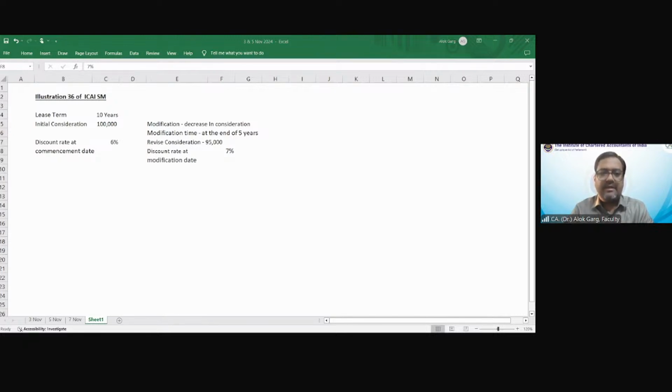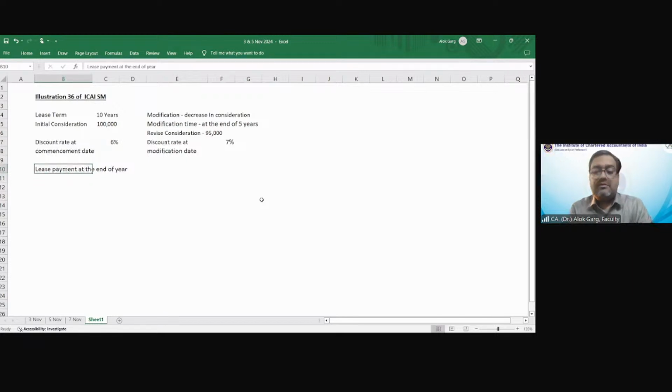And the annual lease payment is happening at what time? The lease payment is happening at the end of the year. This is very important. Why? Discounting. If it is in advance, there is no discounting for the first year payment. This was the question, my dear friends.